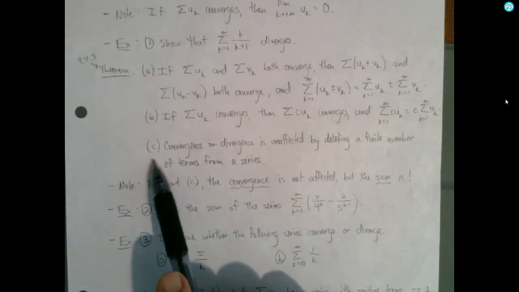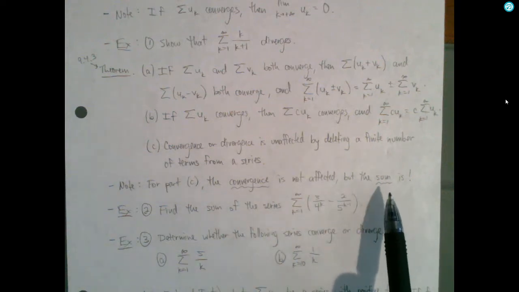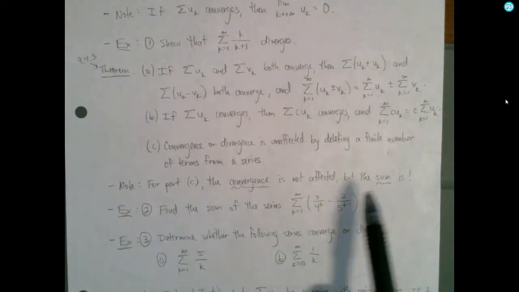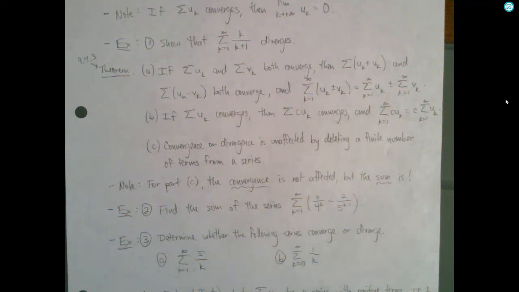Now, something to point out about that, though, is that while the convergence is not affected, the sum is affected. And we saw that when we were looking at geometric series in the previous section, right? So we saw a geometric series where we started the index at 2 instead of at 0. And in order to find the correct sum, we had to subtract the first 2 terms from the one that started at 2 instead of starting at 0. So the sum is affected, but whether or not the series converges or diverges is not affected when you delete a finite number of terms from the series.